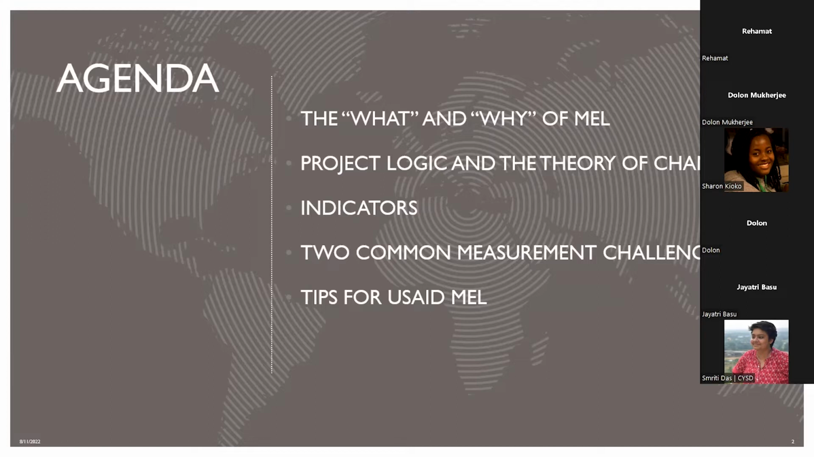Then we're going to move into project logic, and in particular talk about the theory of change and how that can help us flesh out and articulate our project logic. We're going to talk about indicators today. Then, if time allows, we're going to talk quickly about a couple of common measurement challenges, not necessarily specific to digital development, but to international development as a whole. And then we're going to wrap it up with some tips for USAID MEL. It's great that Miriam is on the call today, and maybe we'll have the opportunity to hear from her here as well.